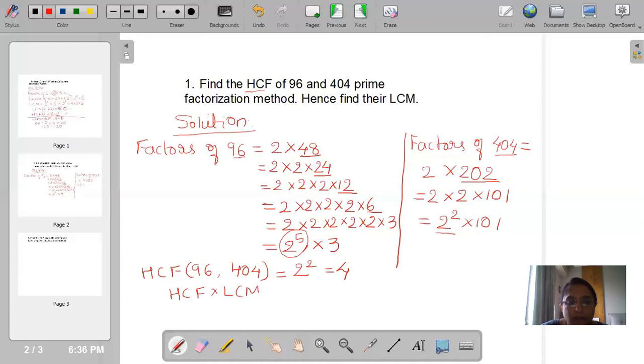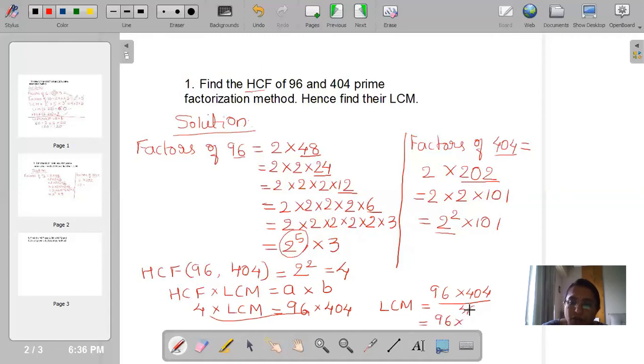HCF into LCM is equal to, what is the relation? A into B. Here A means 96 and B is 404. I'll take HCF is 4 into LCM is equal to 96 into 404. Then LCM is equal to, I'll transfer this 4 here. It is 96 into 404 divided by 4. Again, it is 96 into 101. So answer is 9696.